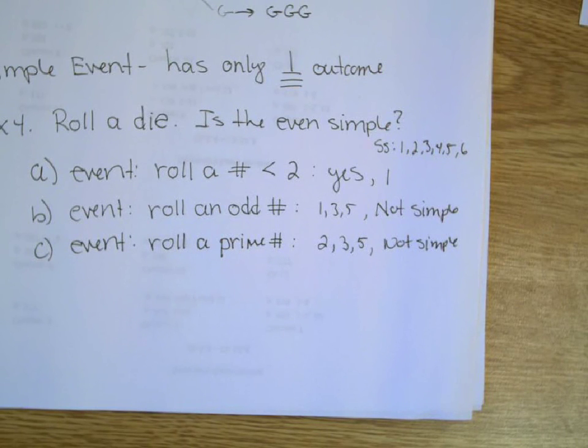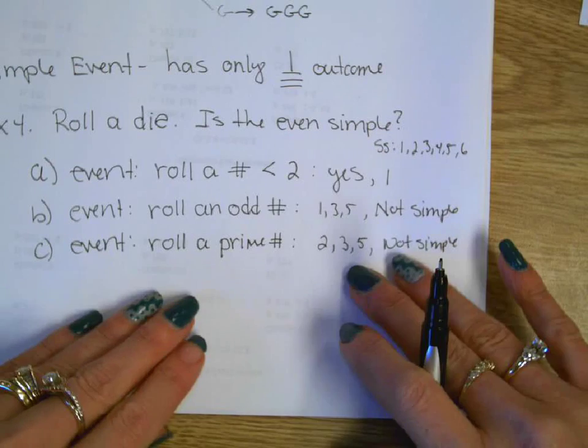All right, and then when we do our probability, we're going to be talking about 3 different types of probability.